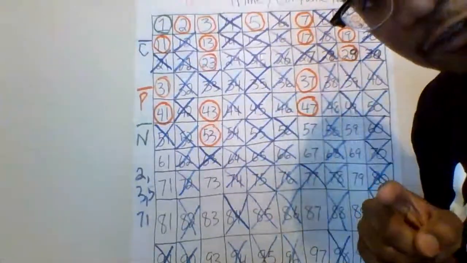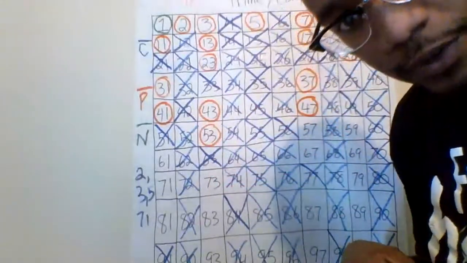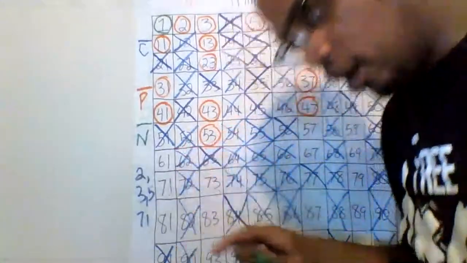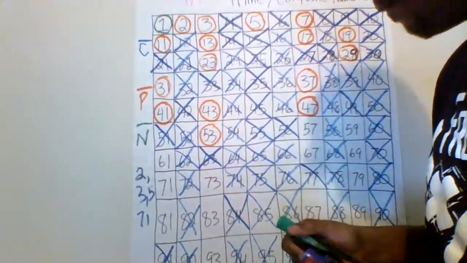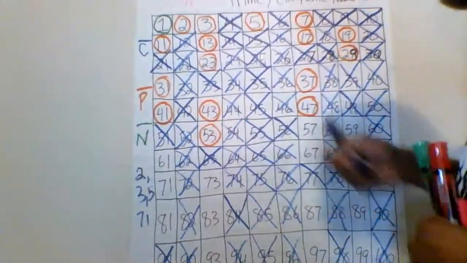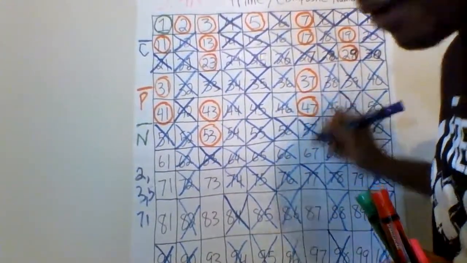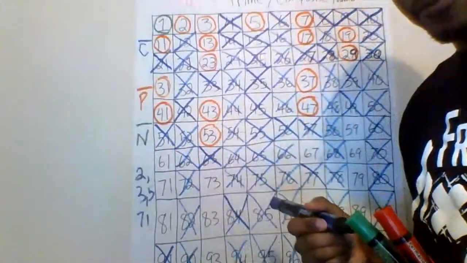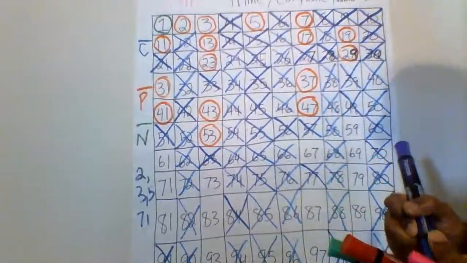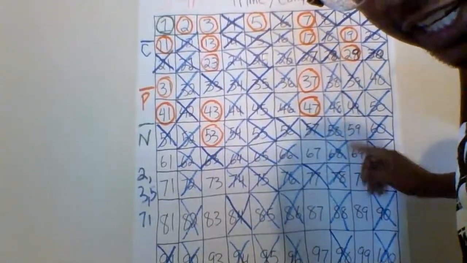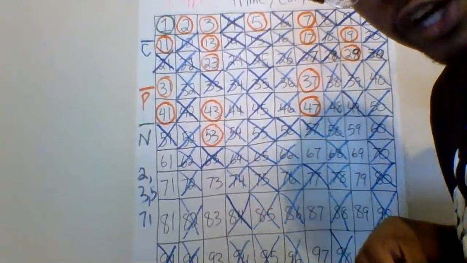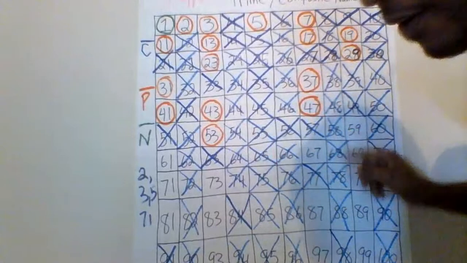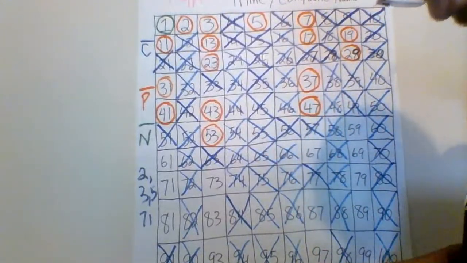57. 5 plus 7 is 12. So 3, 6, 9, 12. The rule of 3 works on 57. So 57 is composite. Remember, if the rules work, it's composite. If the rules don't work, it's prime. All right? 59. 5 plus 9 is 14. 3, 6, 9, 12, 15. Not 14. So 59 is prime.